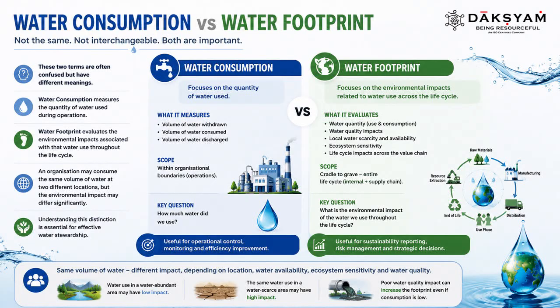One of the most common misconceptions is confusing water consumption with a water footprint. Water consumption simply tells us how much water is used. A water footprint asks a much bigger question: what is the environmental impact of using that water? Imagine two factories using exactly the same amount of water. One operates in a region with abundant rainfall, while the other is located in an area facing severe water scarcity. Although their water consumption is identical, their environmental impacts are very different. That's why understanding the context is just as important as measuring the volume.